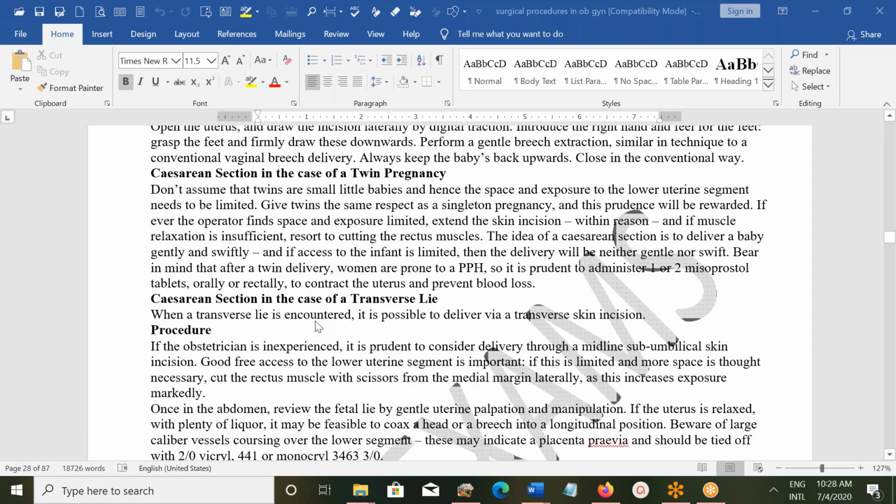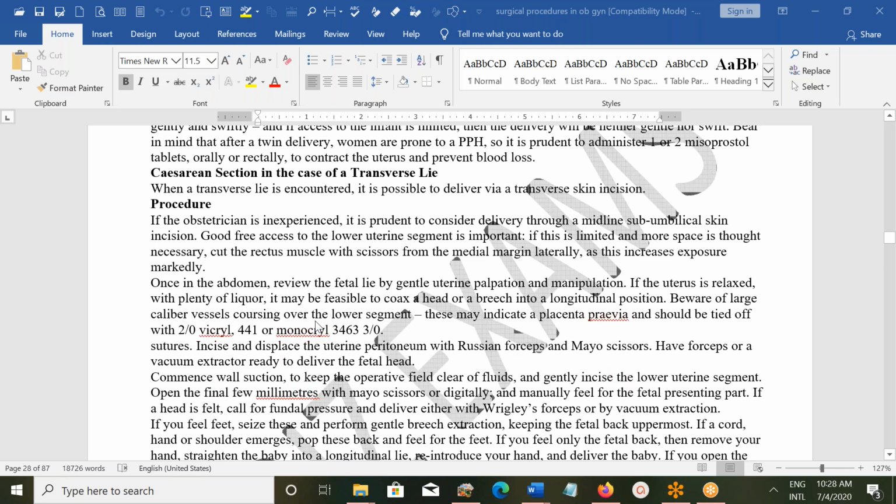Now, if you have to do a cesarean section for a transverse lie, it is possible to deliver via a transverse skin incision. If the obstetrician is inexperienced, then it is prudent to consider delivery through a midline sub-umbilical skin incision. And good free access to the lower uterine segment is important. If this is limited and more space is thought necessary, then cut the rectus muscle with scissors from the median margin laterally, as this will increase exposure markedly.